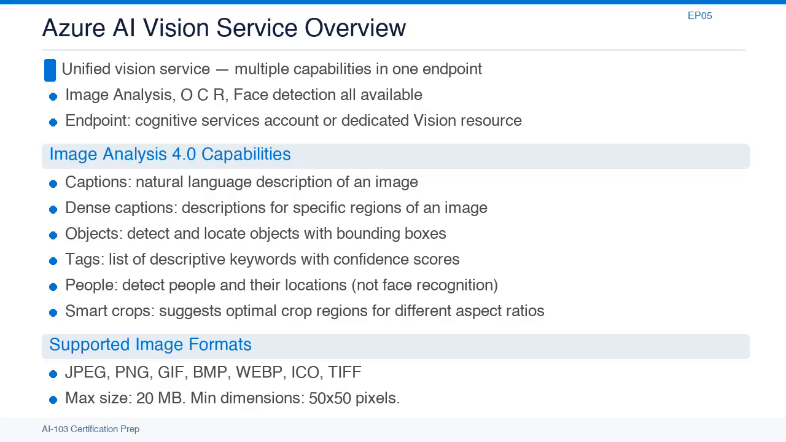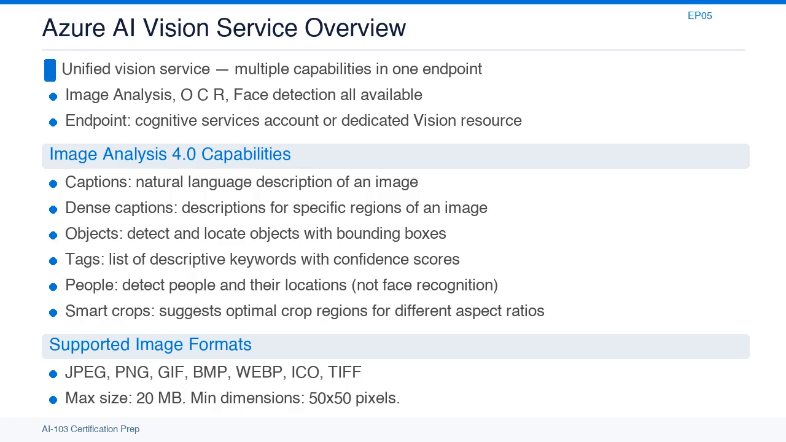Dense Captions extends this to describe specific regions within the image, useful for detailed accessibility descriptions. Object Detection finds and locates objects with bounding boxes around them, returning the object name and a bounding box with coordinates. Tagging returns a list of descriptive keywords with confidence scores, good for categorizing large image collections. People Detection identifies the location of people in an image, but importantly, it does not perform face recognition. Smart Crops suggests optimal crop regions for different aspect ratios, useful for automatically creating thumbnails.